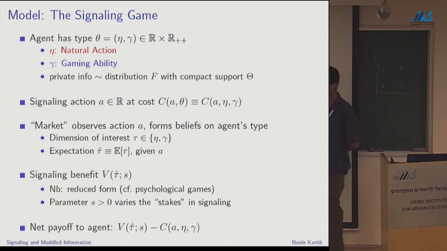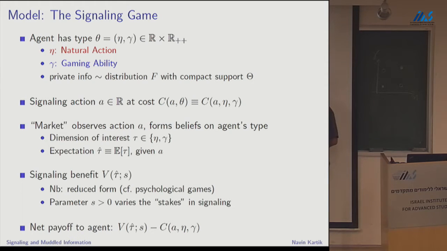Okay, and for much of what I have to say, we can talk about some other generalizations, but for most of the lecture, I'm just going to be thinking about this as the market being interested in one dimension of the agent's type. Okay, and I'm going to call that tau. It's either natural action or gaming ability. And specifically, it will be convenient to focus on the specification where the market just forms an expectation, tau hat, given the agent's action. So it forms an expectation of tau, which I'm going to call tau hat, after observing the agent's action.